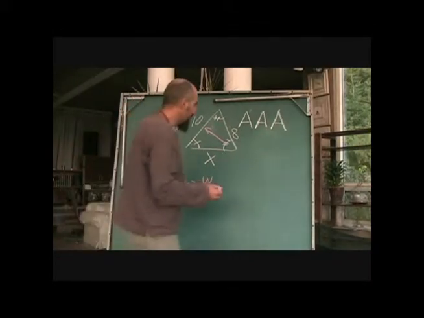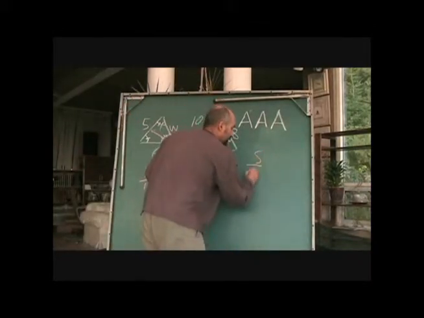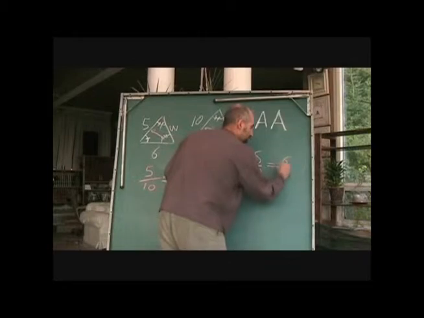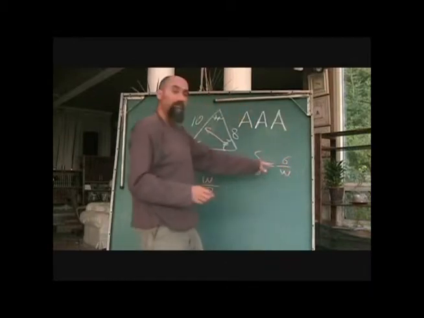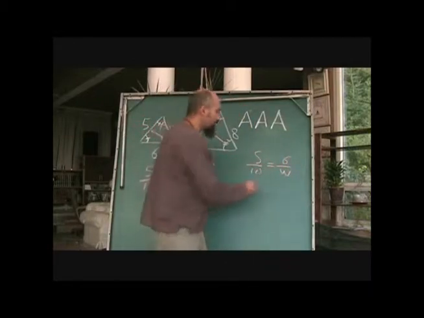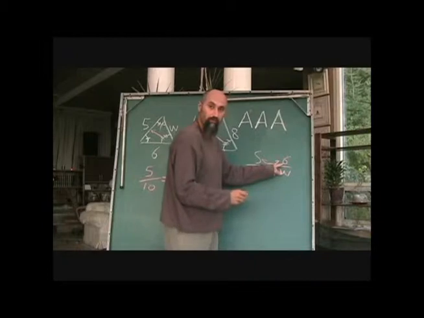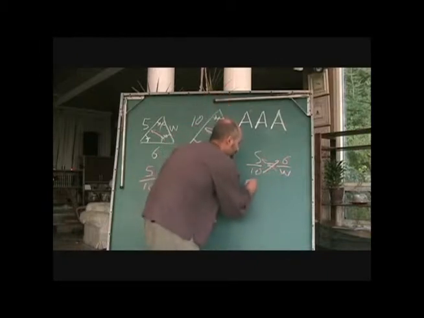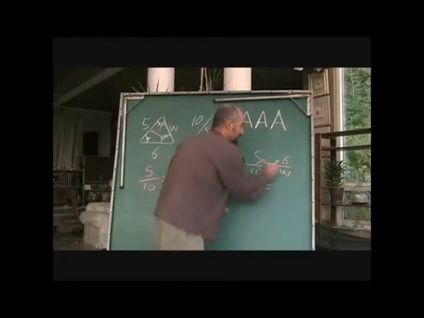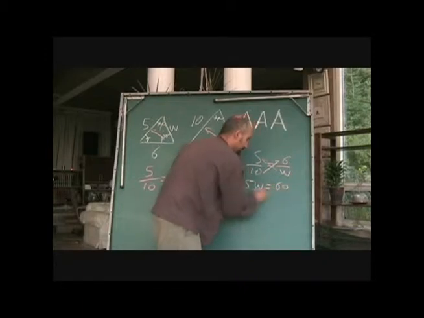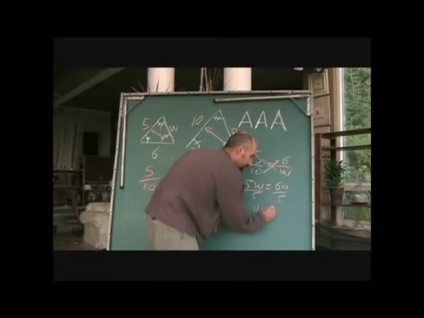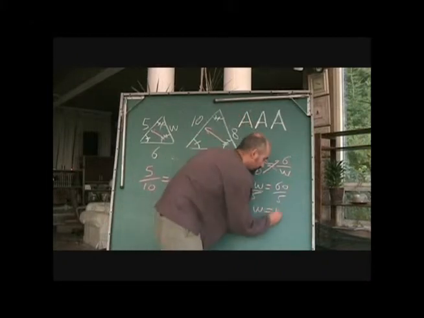Let's do this over here. So what you're going to do is go 5 over 10 is equal to 6 over w. Now, to get rid of fractions, all you got to do is cross multiply. So the bottom guy from over here comes to the top over here. The bottom guy from over here comes to the top over here. So this becomes 5w is equal to 10 times 6 is 60. And then divide by 5, divide by 5. So w is equal to 60 divided by 5 is 12.